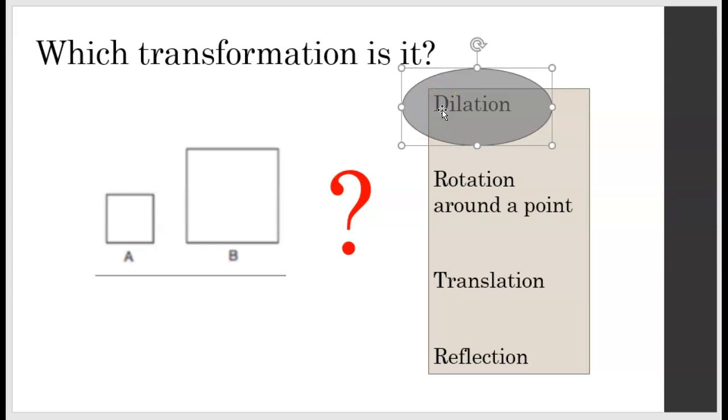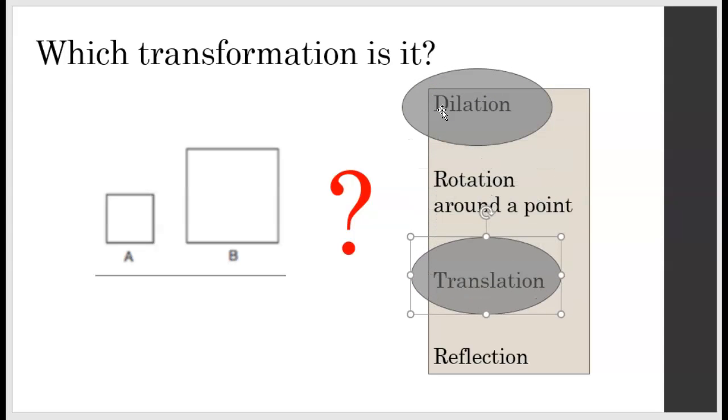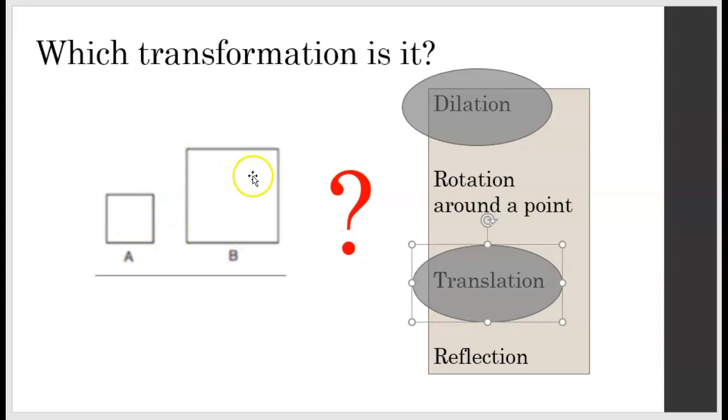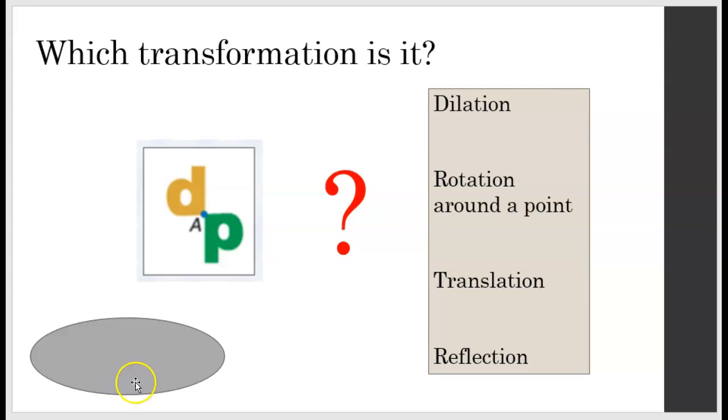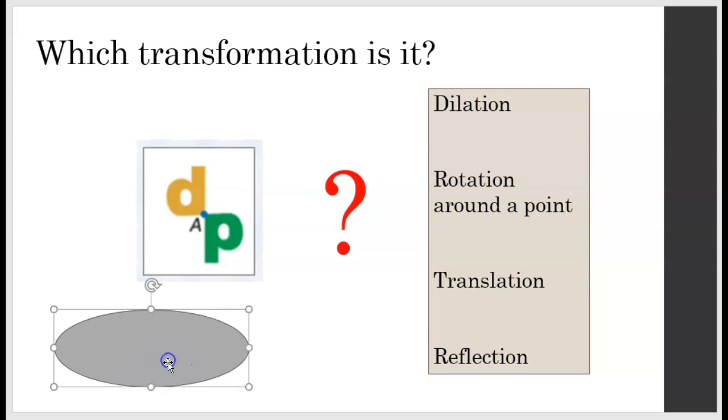But the truth of the matter is that image was also slid over to the right, okay? So technically, it is also a translation. So we not only made the square bigger, but we also slid the thing over to the right to put it in the position of B. So technically, this is a multiple transformation where we have both a dilation and a translation. Okay, again, this is just to highlight our answer.